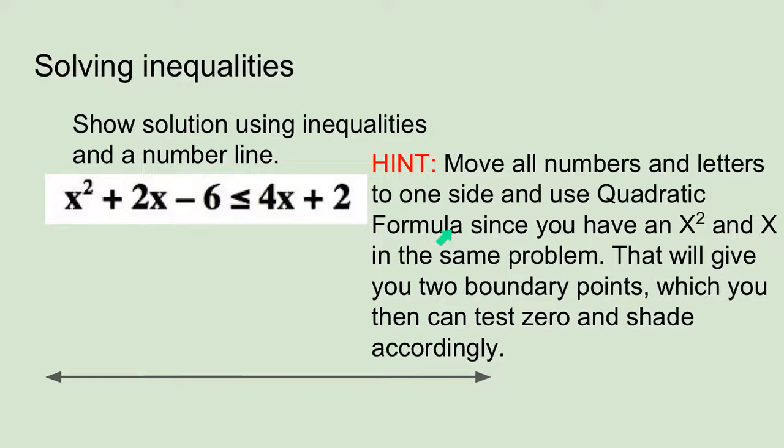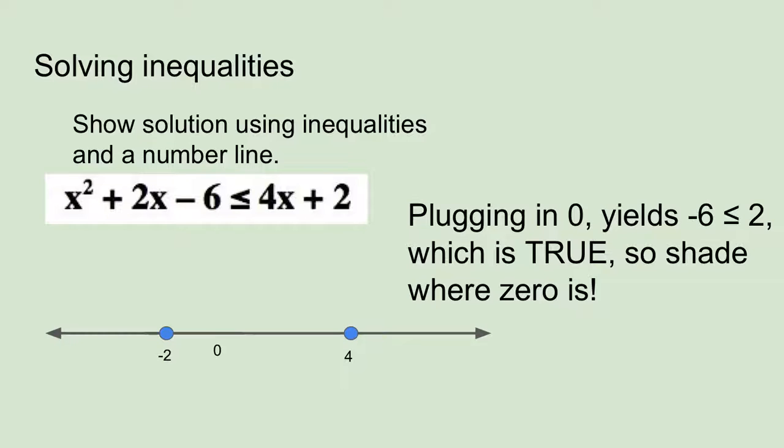So the quadratic formula is great when you have an x and an x squared in a problem because you can find those two solutions pretty quickly using quad form. So if I moved everything over and I used quad form, that gave me the boundary points of -2 and 4. 0 would live right here. Then if I plug 0 into this equation, that makes 0, this makes 0. So I get -6 is less than or equal to 2, which is true.